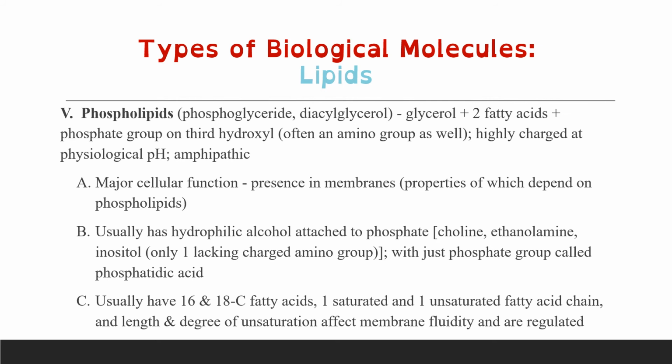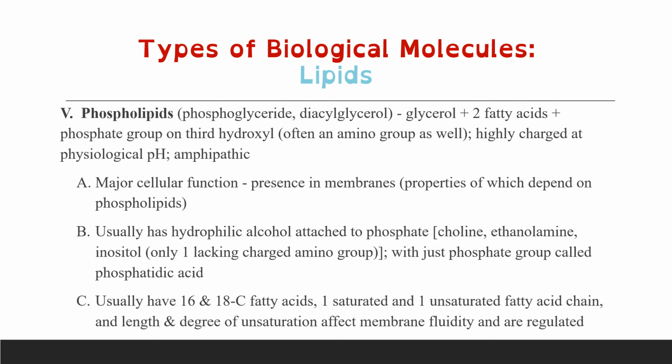Next, we have the phospholipids, or phosphoglycerides, or diacylglycerol. It is composed of glycerol plus two fatty acids plus a phosphate group on the third hydroxyl. It often has an amino group as well. It is highly charged at physiological pH, and it is also considered amphipathic. The major cellular function of this one is, of course, we all know this, its presence in membranes, the properties of which depend on the phospholipids.